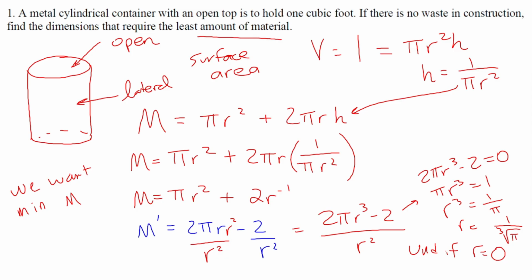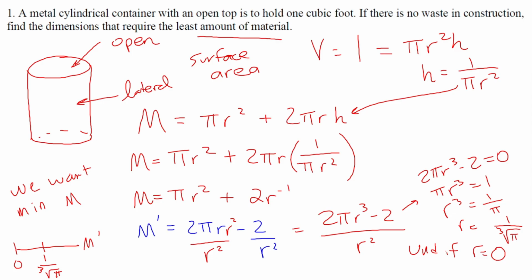And so we want to make sure that that radius value actually yields a minimum. So we'll make a sign chart with 0 as the cap on our end here, and 1 over the cube root of pi for m prime.